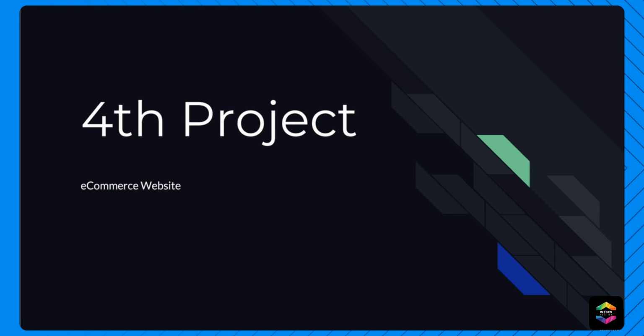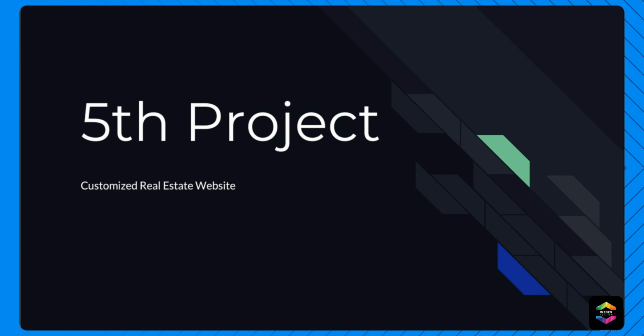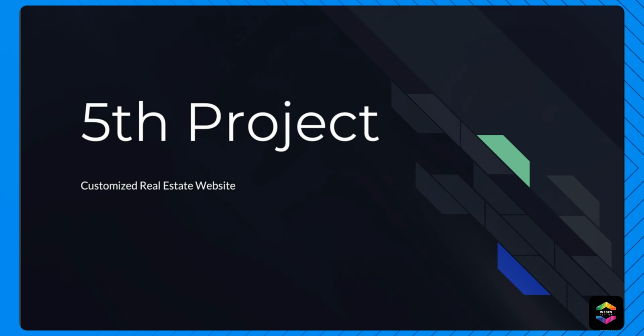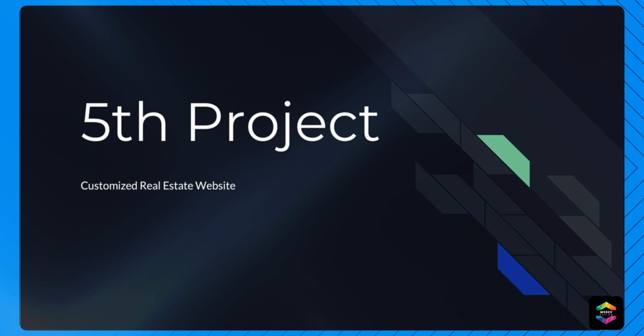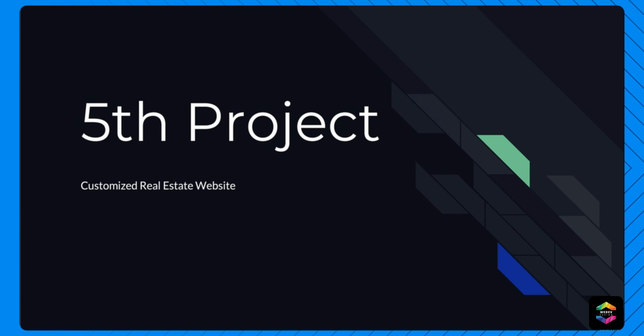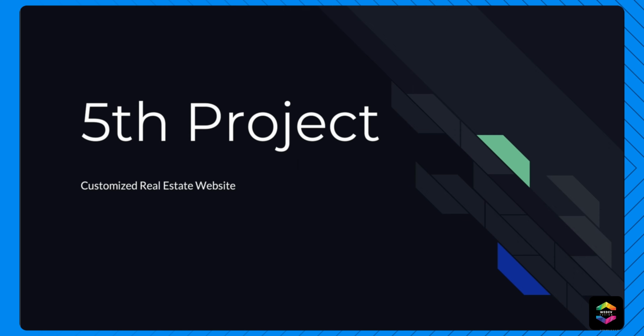And once we are done with the 4th project, we will be moving on to the final project of this course, which will be a customized real estate website. So basically, WordPress allows us to only add posts and pages. But let's suppose that we want to add something else, like products. Products can actually be added using a plugin inside WordPress.